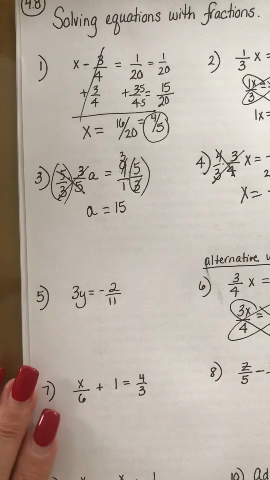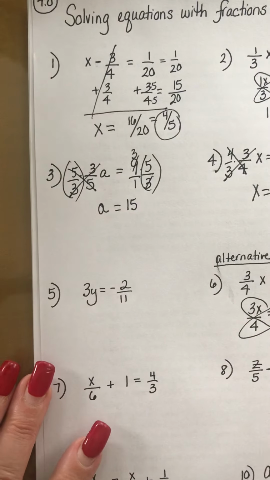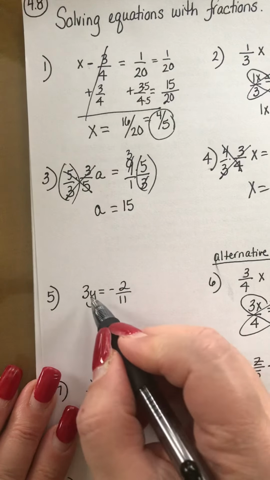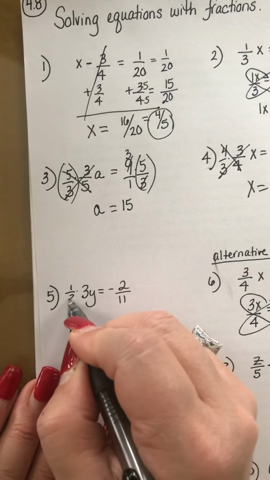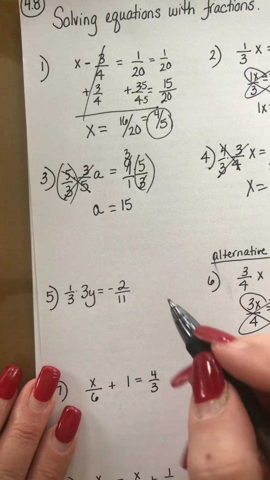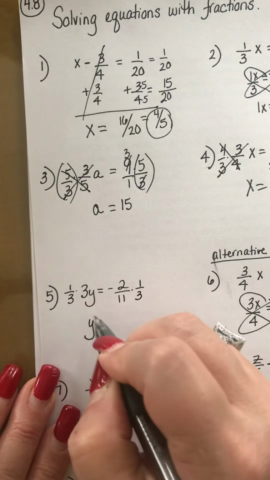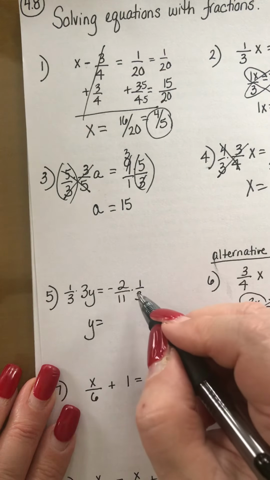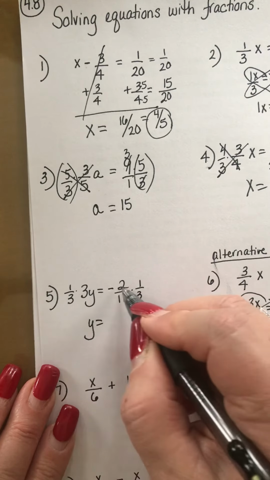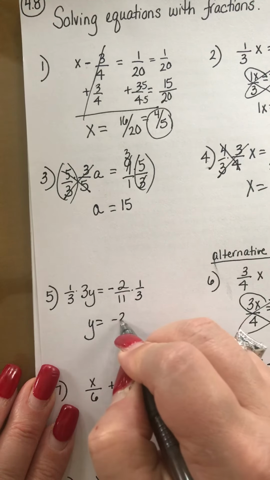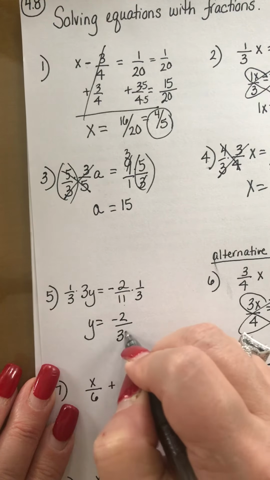For number 5, I skipped one, but not intentionally. So I want to get rid of this 3, so I'm going to multiply. The reciprocal of 3 is 1/3. So multiply this side by 1/3. So 1/3 times 3 is 1. And for this one, nothing crosses out, so -2 times 1 is -2. 11 times 3 is 33.